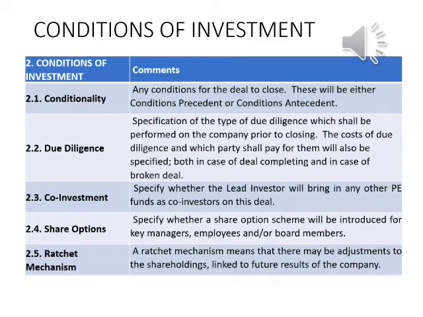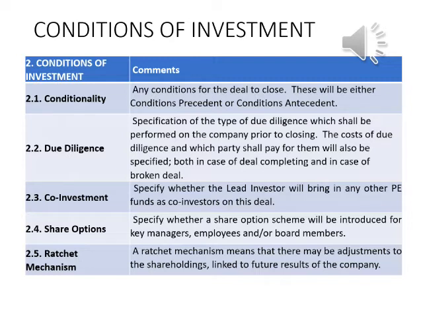Section 2. Conditions of investment. 2.1 Conditionality. Any conditions for the deal to close. These will either be conditions precedent or conditions antecedent. 2.2 Due diligence. Specification of the type of due diligence which shall be performed on the company prior to closing. The costs of due diligence and which party shall pay for them will also be specified, both in case of a deal completing and in case of a broken deal.